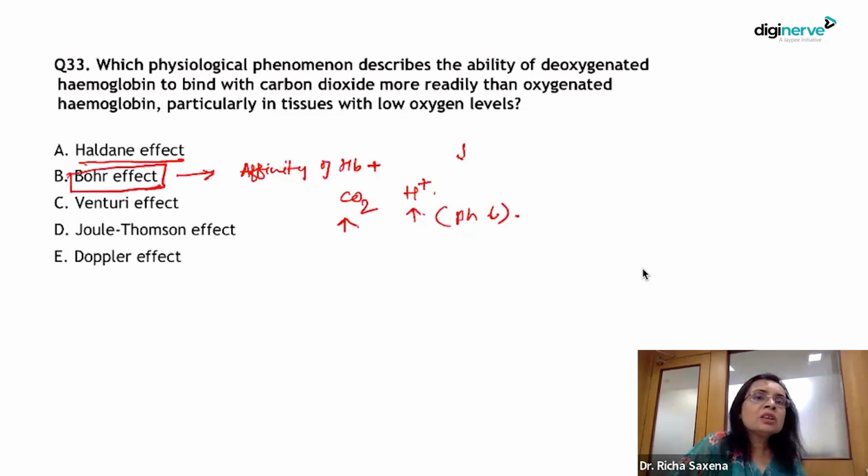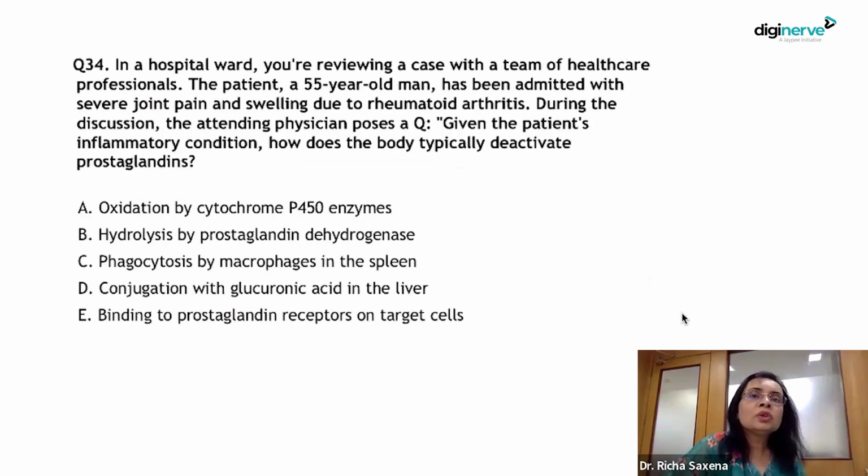The ability of deoxygenated hemoglobin to bind with carbon dioxide so that it can deliver the carbon dioxide back to the lungs is Haldane's effect. In a hospital ward, you are reviewing a case with a team of healthcare professionals. The patient, a 55-year-old man, has been admitted with severe joint pain and swelling due to rheumatoid arthritis. During discussion, the attending physician poses, given the patient's inflammatory condition, how does the body typically deactivate prostaglandins?